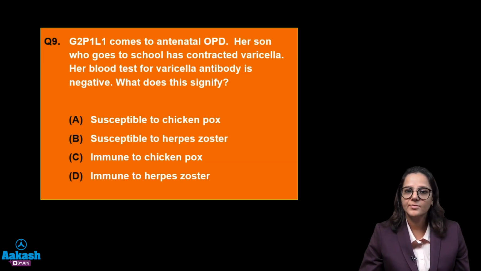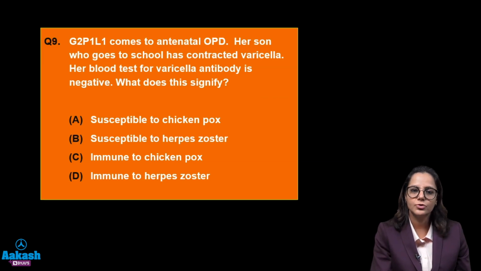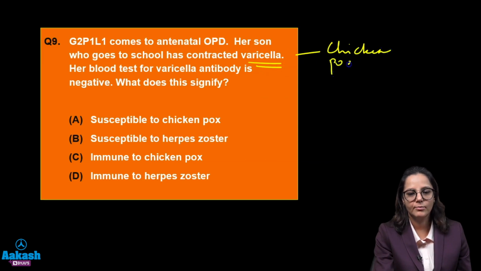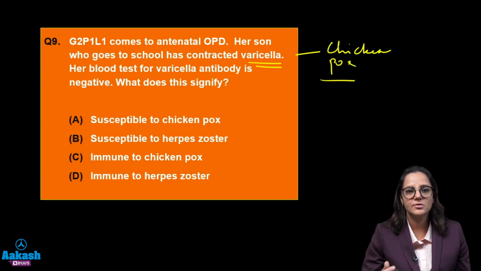A second gravida comes to antenatal OPD. Her son goes to school and he has contracted varicella. What is varicella? Varicella is chicken pox. Her blood test for varicella antibody is negative. What does this signify? This is basically a common sense question. She does not have antibody against varicella, so what does this signify? It signifies that she is susceptible to the disease.